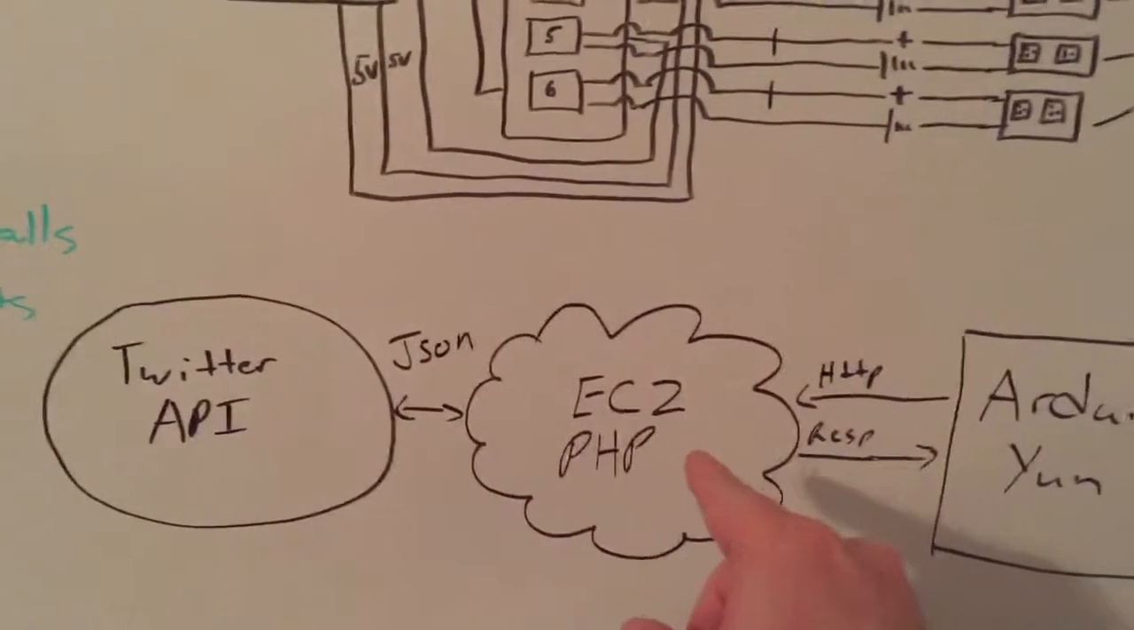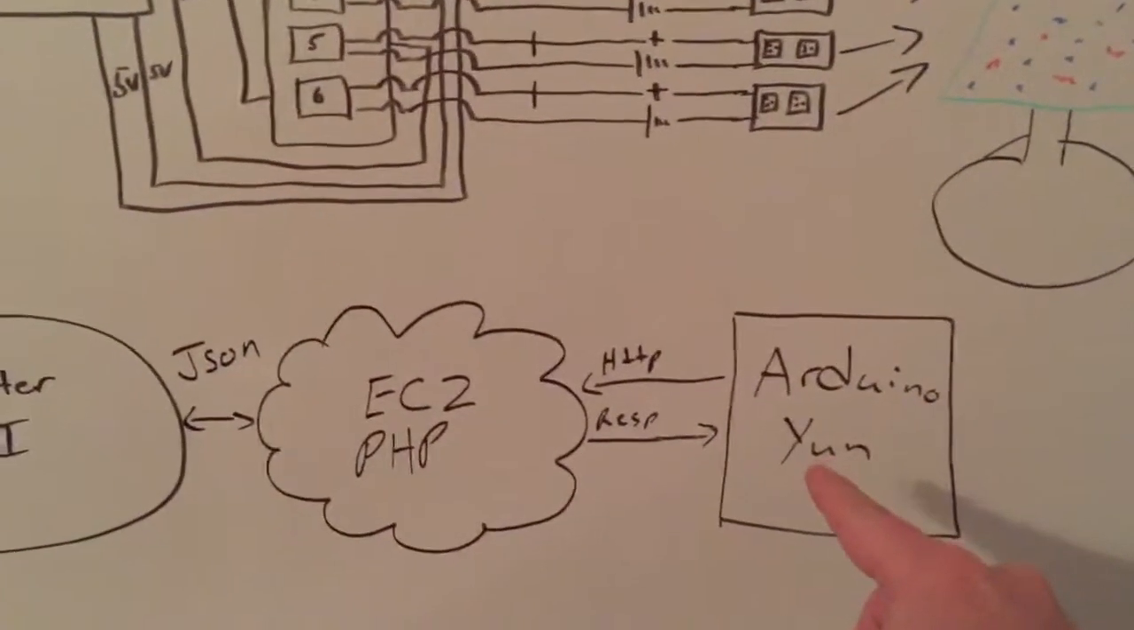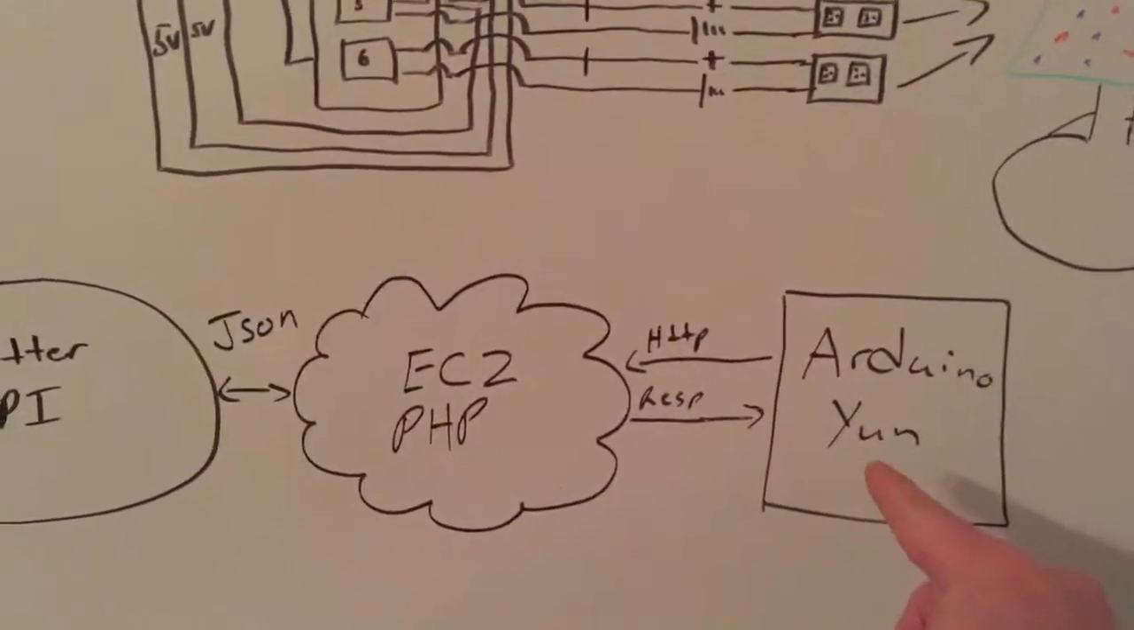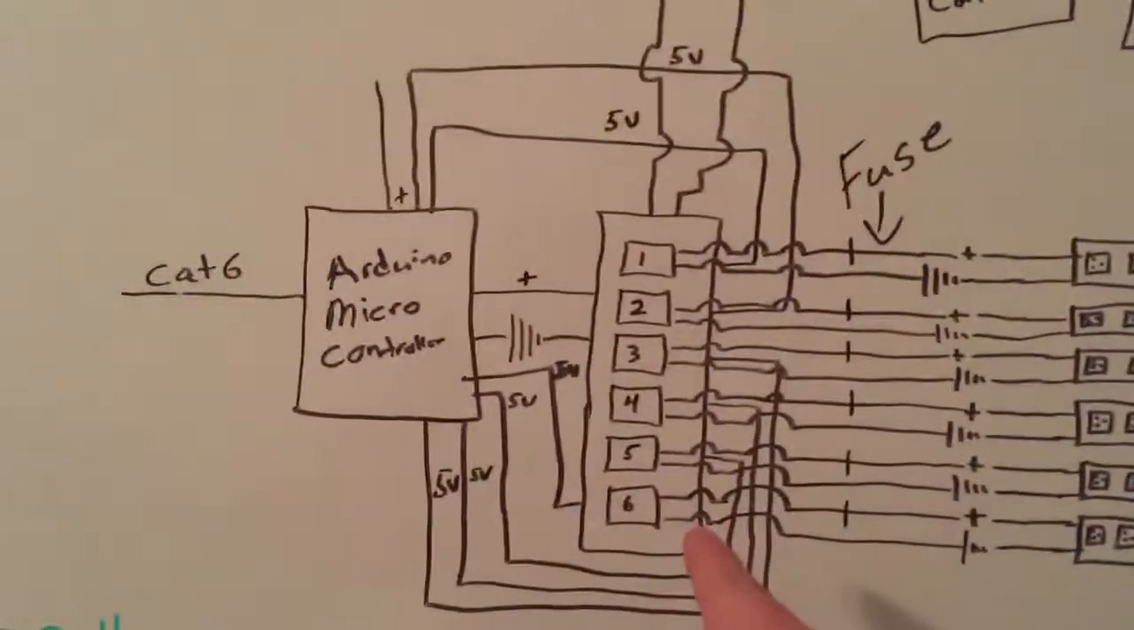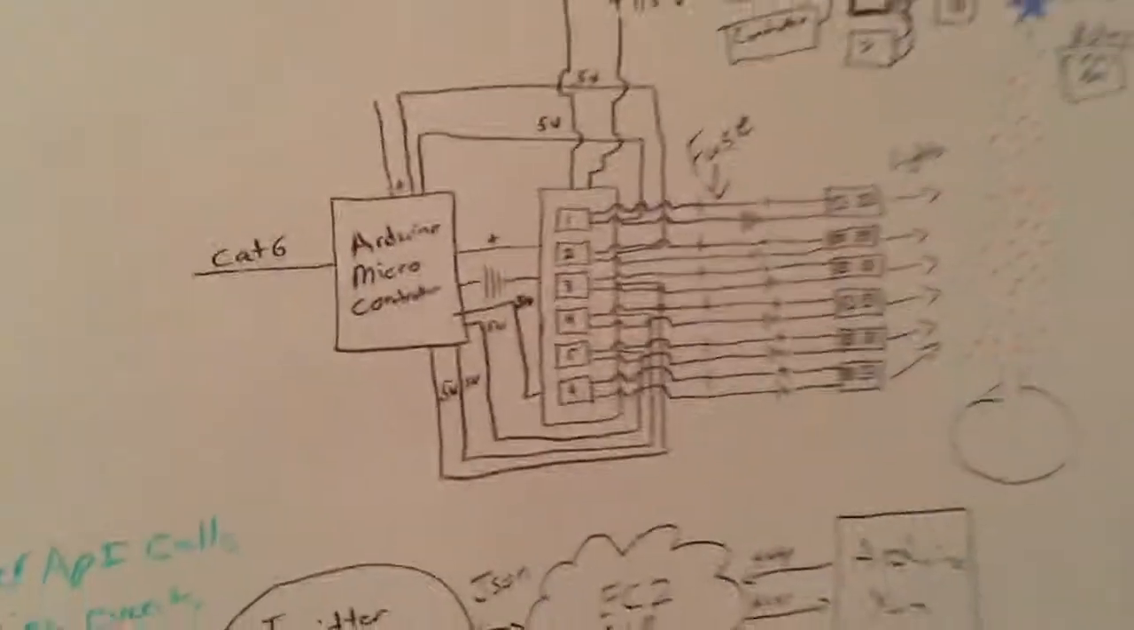This is going to be updated in real time. And once that happens, the response is going to come back with that tweet command. The Arduino Yun will process that tweet command, and it will trigger the relay board as to what it's supposed to do, which relay it's supposed to turn on based on that command. So that's pretty much it.